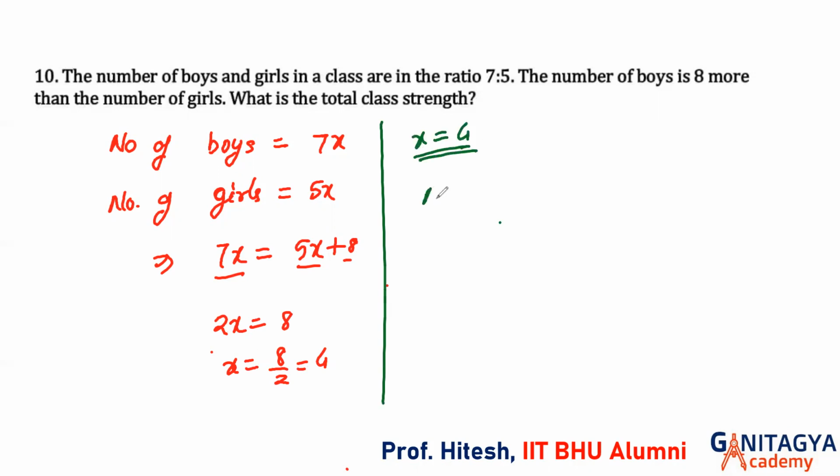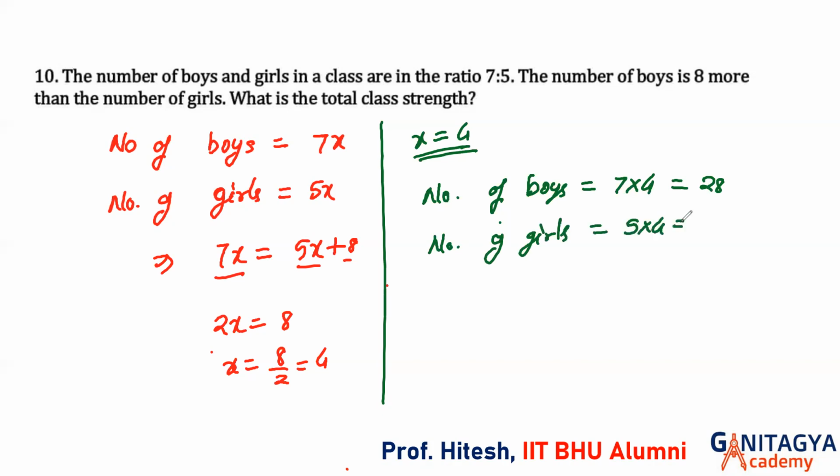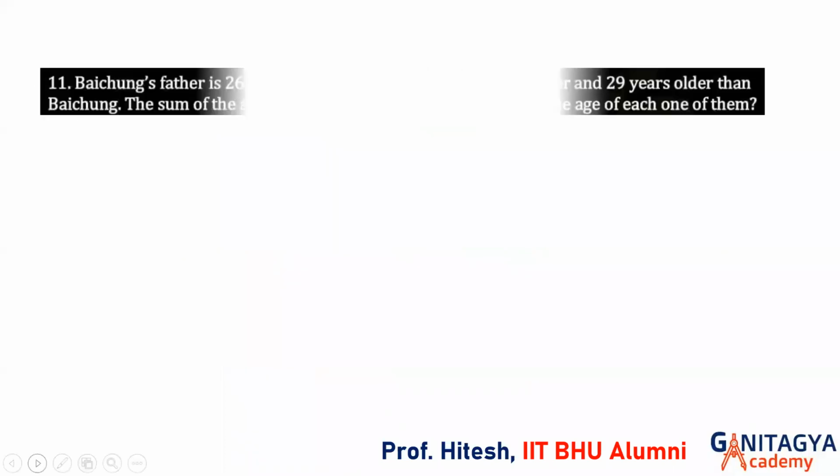So the number of boys will be 7 into 4, 28. The number of girls will be 5 into 4, how much? 20. Very nice. Please write it down. The question asked was, what is the total strength? So the total strength will be the number of boys plus the number of girls, 48 students. Isn't it? Please write it down. Very nice speed.